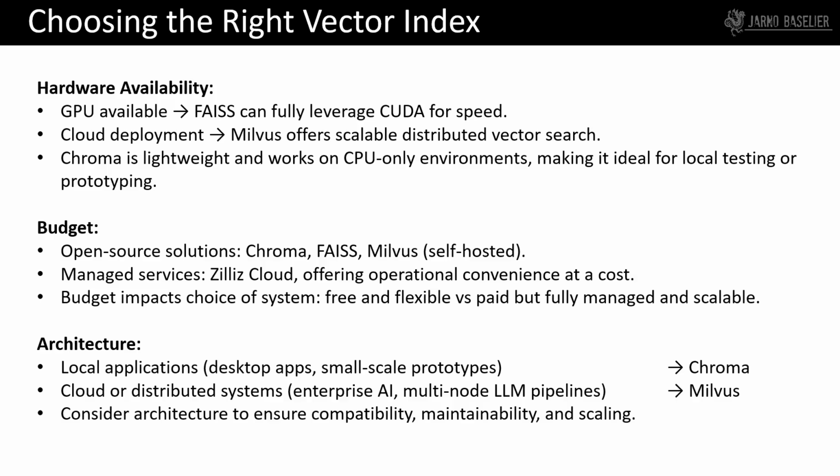And the architecture is something else we have to take into consideration. Local applications like desktop applications and small-scale prototypes: in this case, Chroma might be the best choice. Cloud or distributed systems, enterprise AI, multi-node LLM pipelines: here we will take a look at Milvus. So consider architecture to ensure compatibility, maintainability, and scaling.